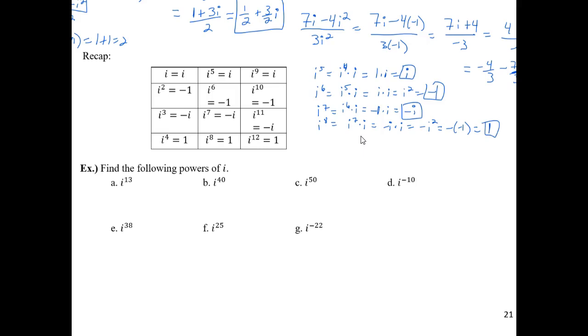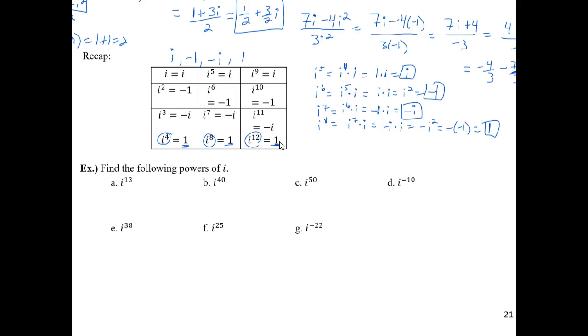Do we see a pattern here? It goes i, negative 1, negative i, 1. i, negative 1, negative i, 1. Those are the only possible solutions to any power: i, negative 1, negative i, or positive 1. And in fact, every multiple of 4 exponent gets us 1.